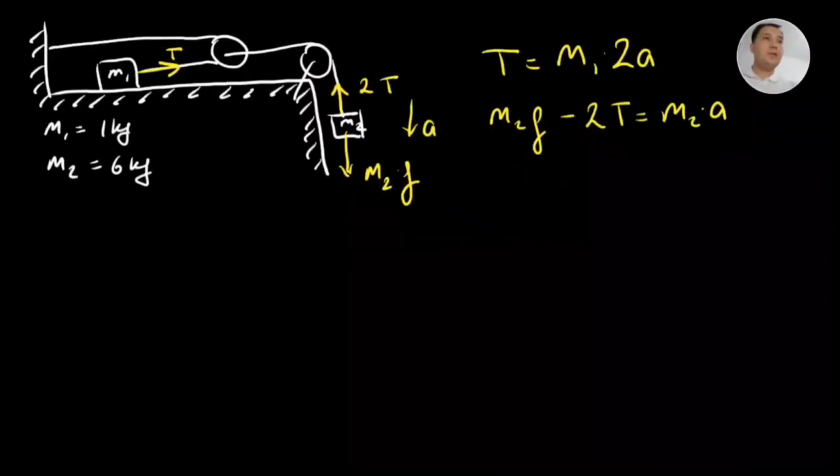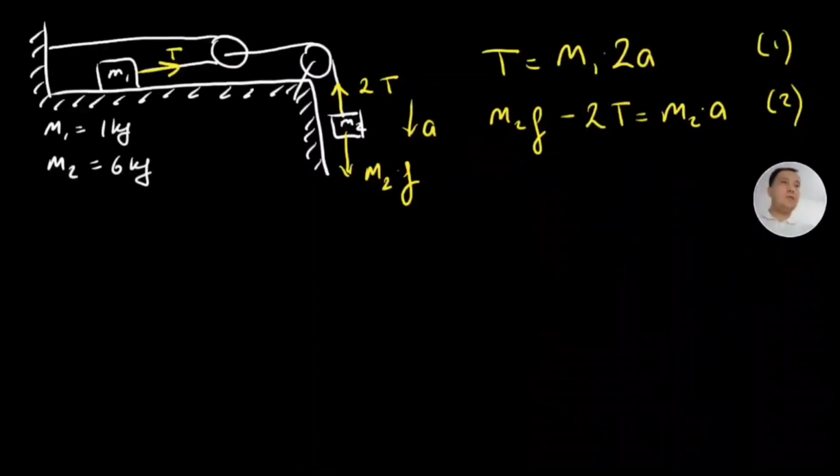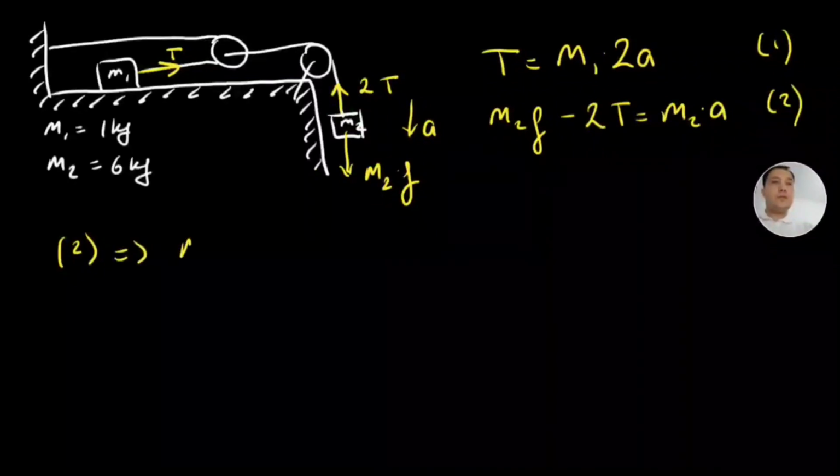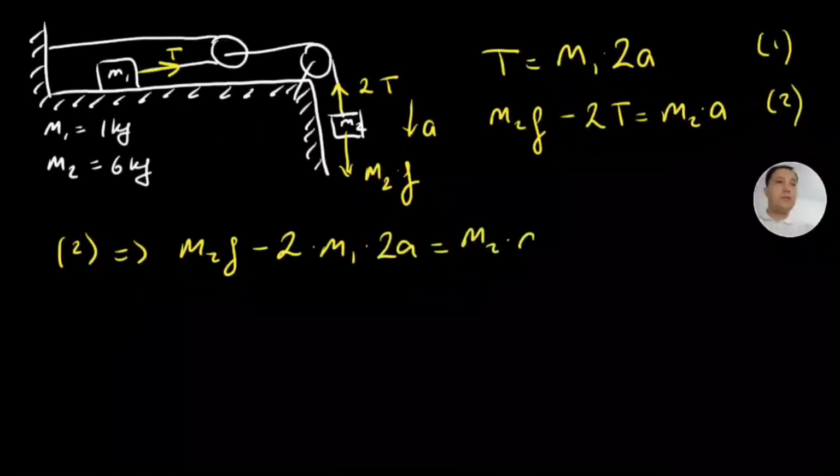So as you see, we have two equations, the first one and the second one. And how many unknowns? Tension and acceleration, only 2 unknowns, so we can solve it very easily. Let's take tension from the first equation and substitute it into the second equation. Weight minus 2 times T, where T is equal to M1 times 2A, equals M2 times acceleration. So M2 gravity minus 4 M1 A equals M2 A.